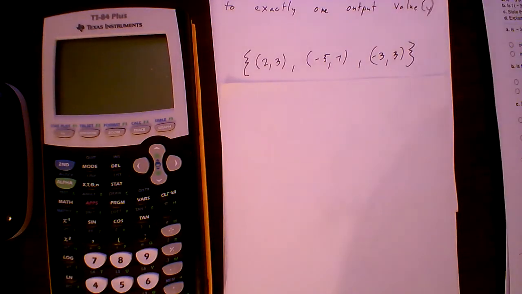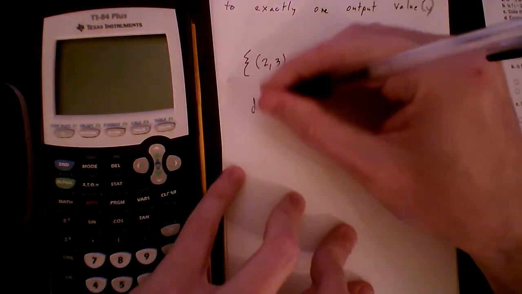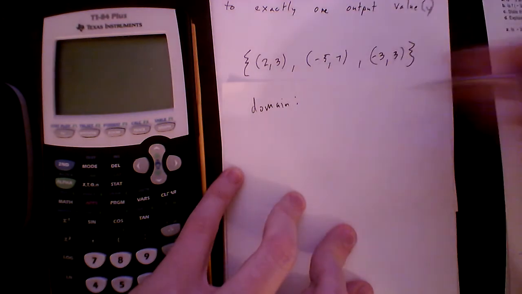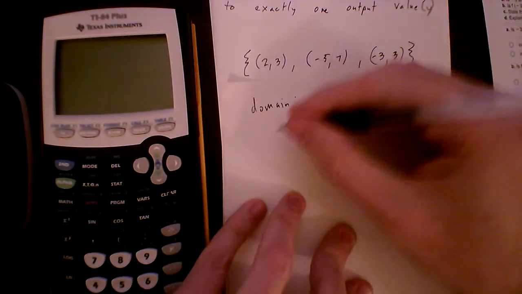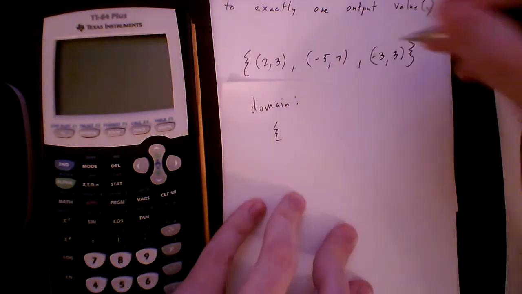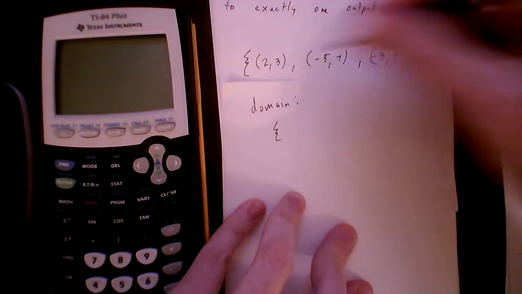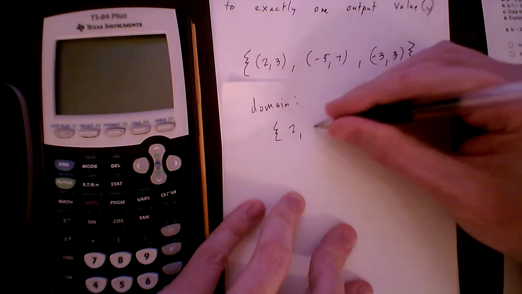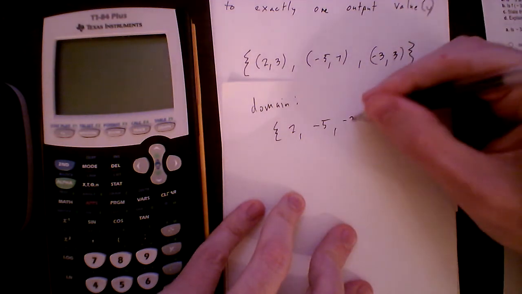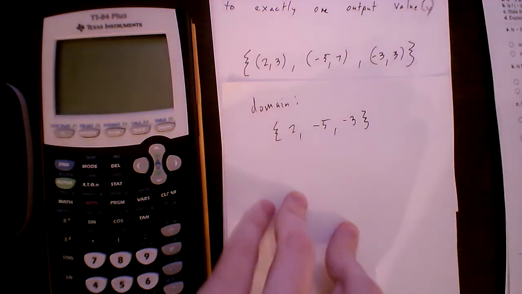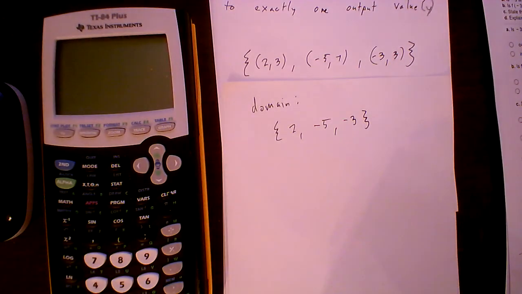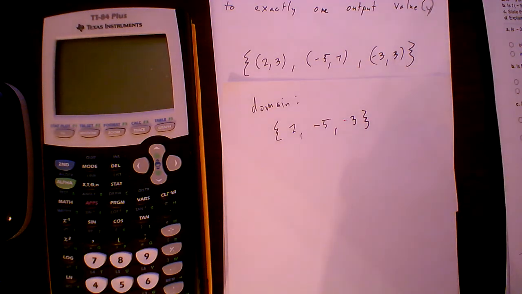So if you look back at some of these relations we talked about before, like this one here, if we want to talk about the domain of this, it's very easy to get for a set like this. It's just going to be a list of all the x values. So the domain for this particular relation is going to be 2, -5, and -3. The domain's just a list of all the x values if you have a set like this. It can be a little more complicated when we have graphs. We'll talk about that in a few minutes. But for sets like this, not too bad.